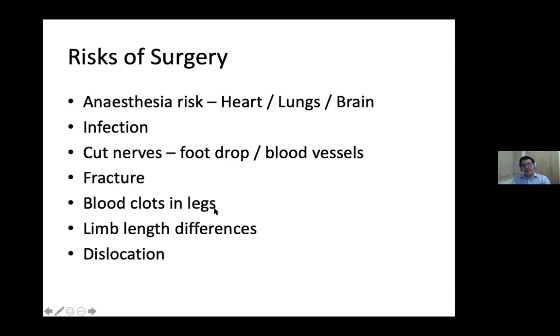Blood clots in the legs can also occur due to lying down in bed after surgery, and that is something which we discussed previously during the hip fracture component. One important thing which is more peculiar to hip replacements is this concept of there being a change in limb length after surgery itself and the risk of dislocation. I'll discuss dislocation first.